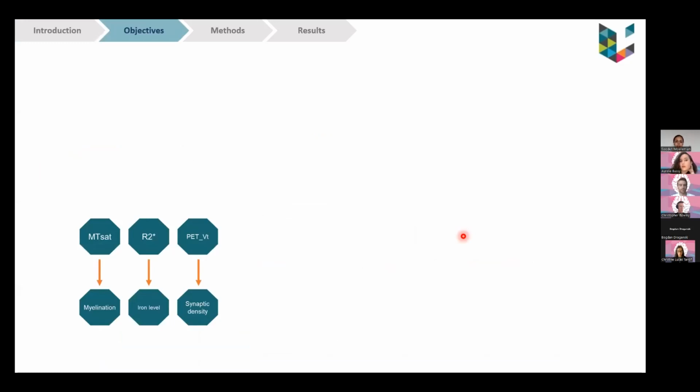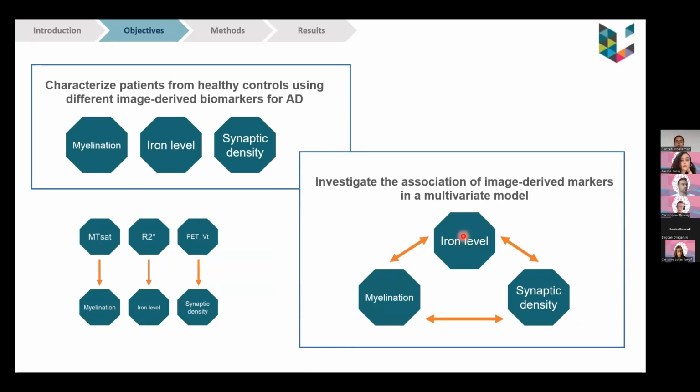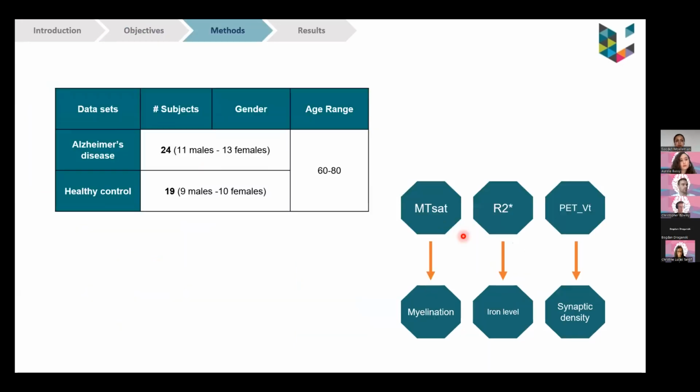Today, I will answer 2 main questions. First, I want to see if we can distinguish patients from healthy controls using different image-derived biomarkers of AD. And then I want to investigate if, using all these biomarkers in a multivariate model, we can see the difference between the groups. To do so, we will use a data set of Alzheimer's patients and healthy controls that all underwent a PET and MRI scan.